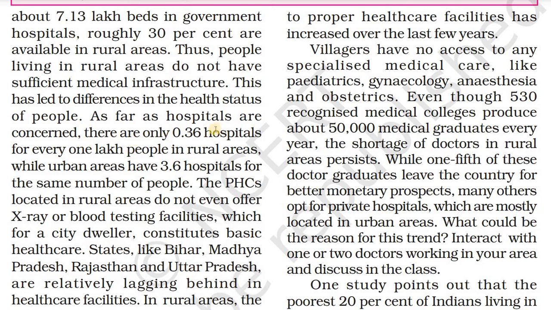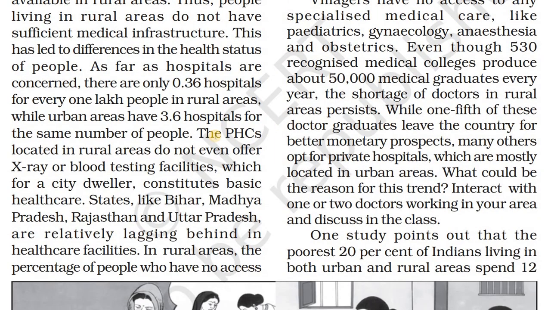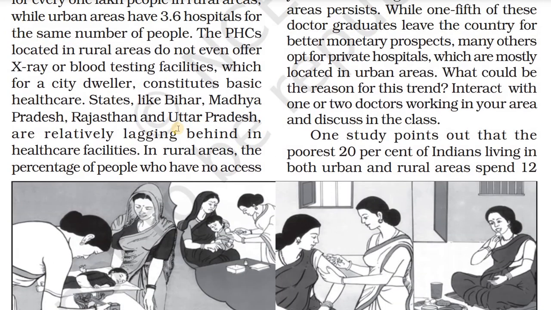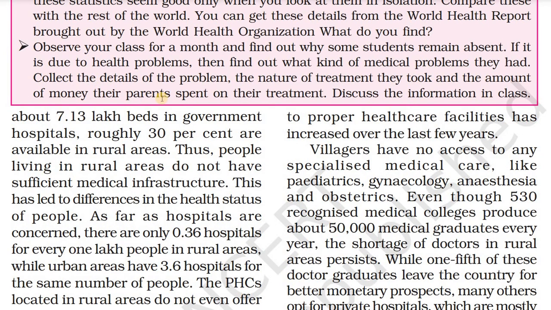Especially, there are only 0.36 hospitals for every 1 lakh people in rural areas, while in urban areas there are 3.6 hospitals for the same number of people. Okay, the PHCs located in rural areas do not even offer X-ray or blood test facilities. States like Bihar, Madhya Pradesh, Rajasthan, UP are lagging behind in healthcare facilities. In rural areas, the percentage of people who have no access to proper healthcare facilities has increased over the last few years. Means very few people are getting proper healthcare facilities.